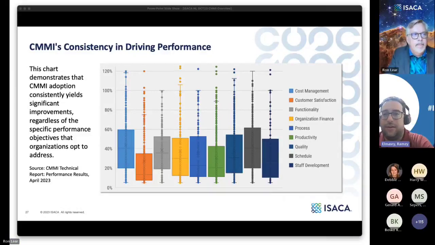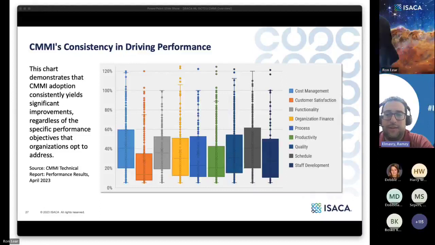Yep, we have one last question from Imran. Is there any research or confirmation that a high level relates to project or program success? I think Ron had to leave the room for a second.